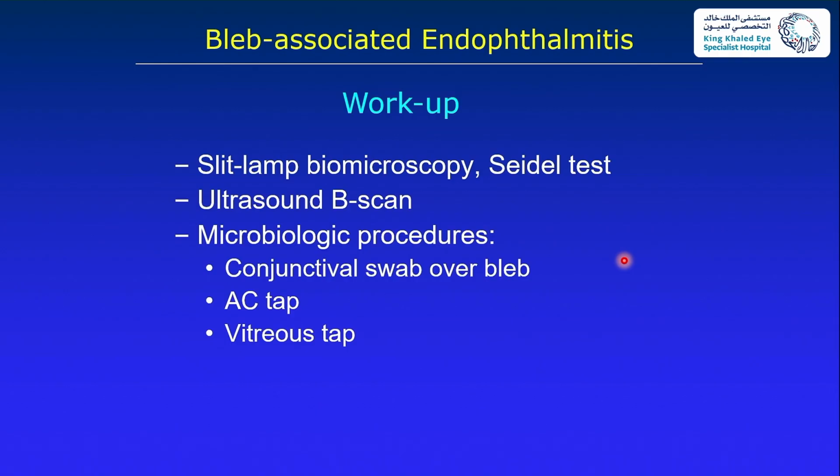So the workup: slit lamp biomicroscopy, you have to look for leak, ultrasound and B-scan, microbiologic procedures. You need to do a conjunctival swab over the bleb, and an anterior chamber tap and vitreous tap.